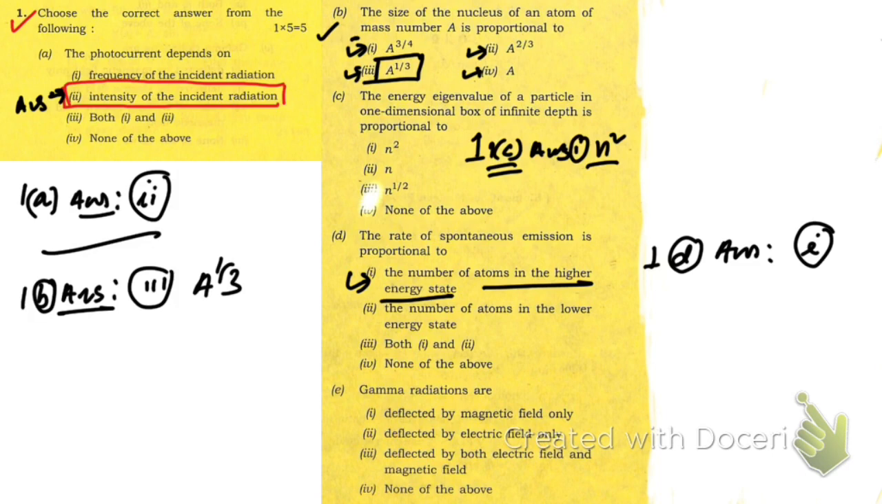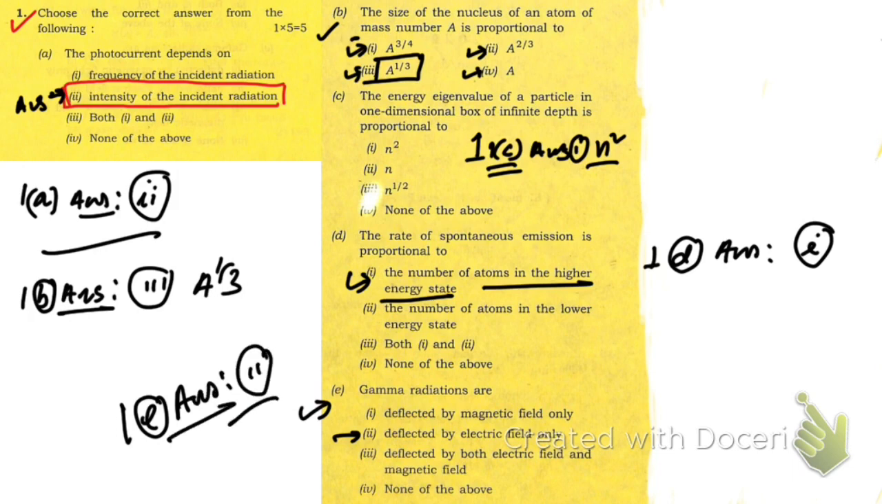Last one: the gamma radiations are deflected by magnetic field only, deflected by electric field only, deflected by both electric and magnetic field, and none of the above. The correct option is option number 2, deflected by electric field only. So 1e answer is option number 2. Now let's move on to the next question.